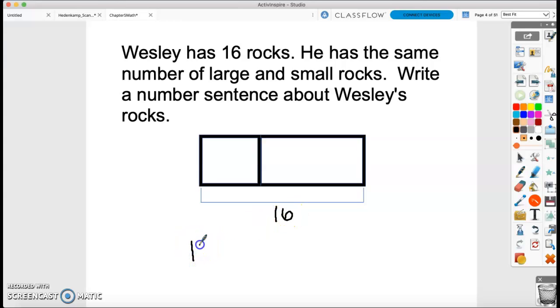He has 16 rocks. Okay, I know he has some large rocks, so I'm going to put an L over here for large rocks. And he has small rocks, so I'm going to put an S for small rocks. So I can draw a picture to help myself out. But I know he has the same number of rocks, so 16 is going to equal his large rocks plus his small rocks.